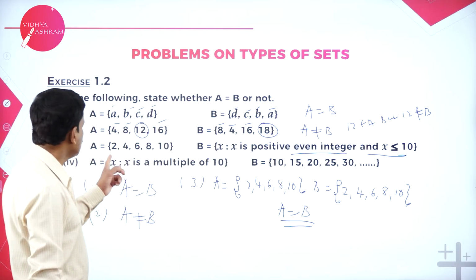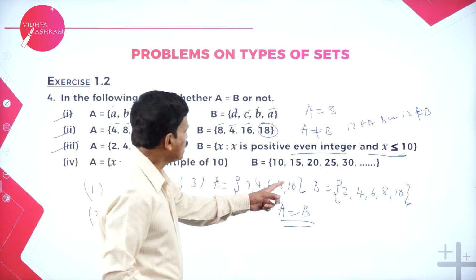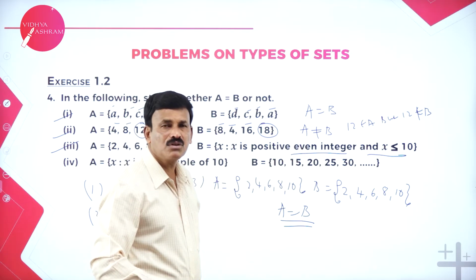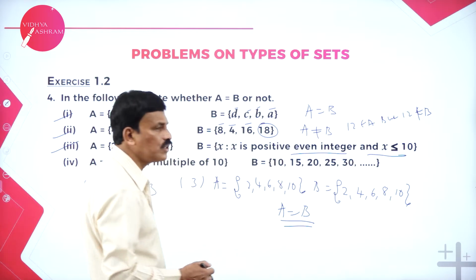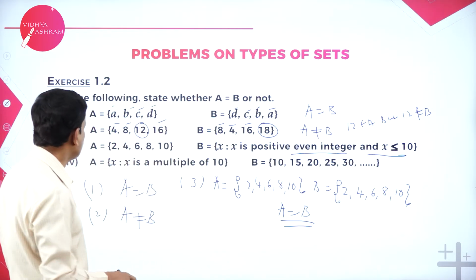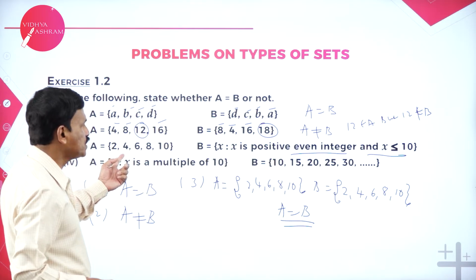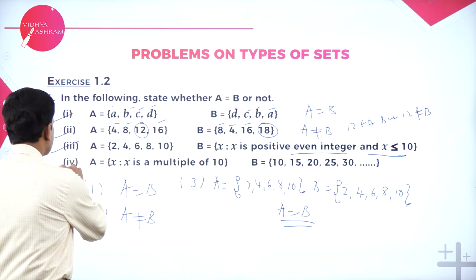Here see, A contains all the even numbers up to 10: 2, 4, 6, 8, 10, and the statement given, even integers less than or equal to 10, are nothing but 2, 4, 6, 8, 10. Therefore, set A is equal to set B. Here this itself is nothing but the set of all even positive integers less than or equal to 10. Now let us come to the fourth one.